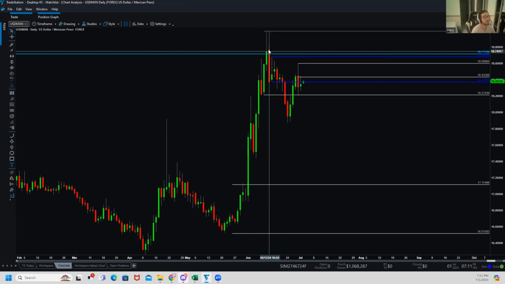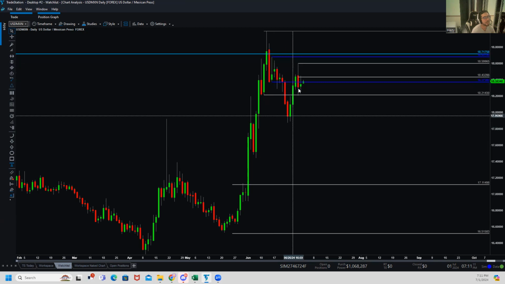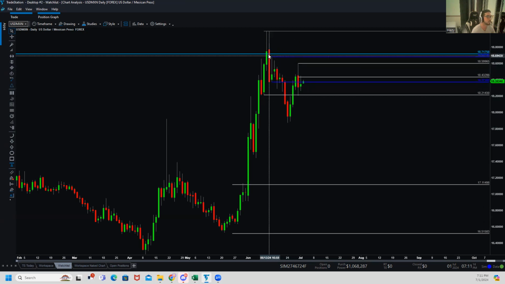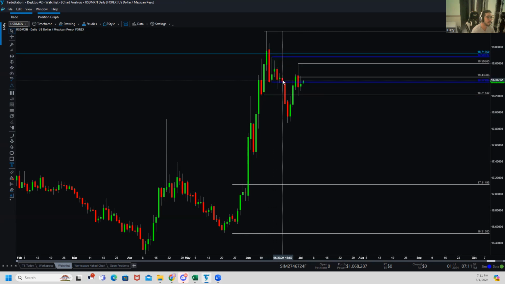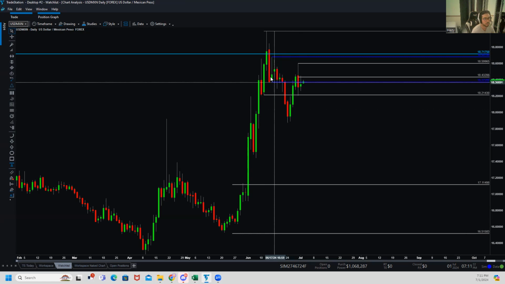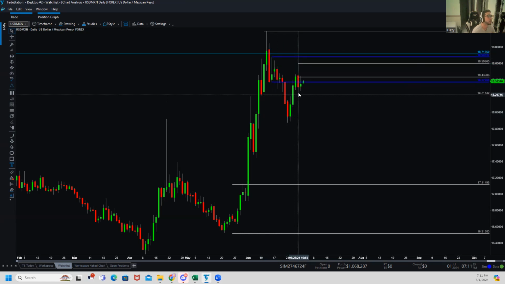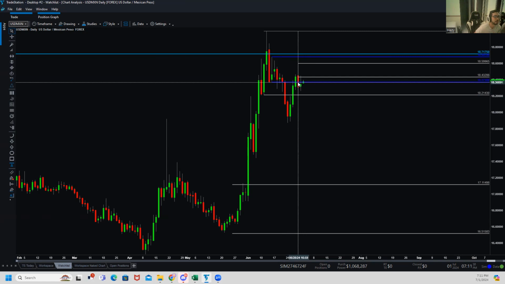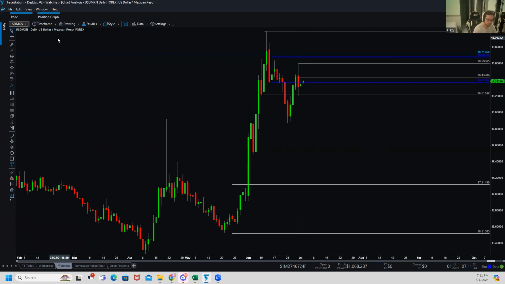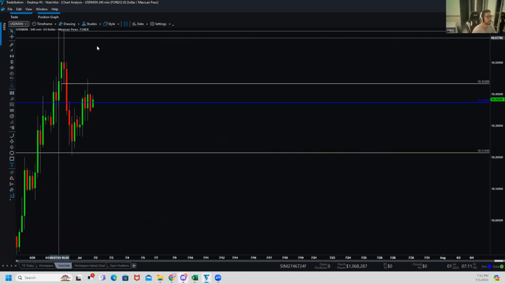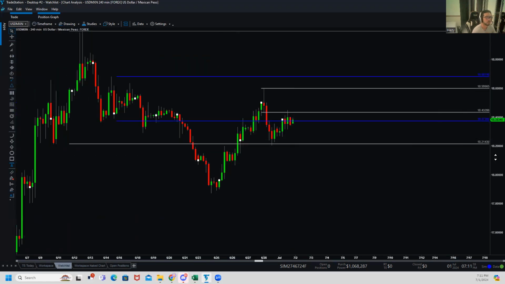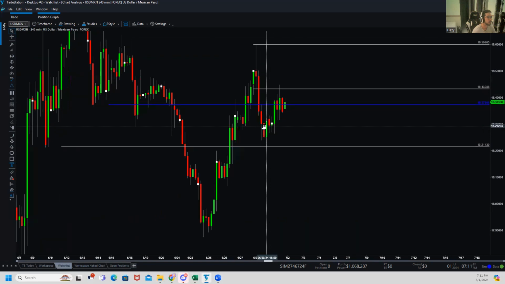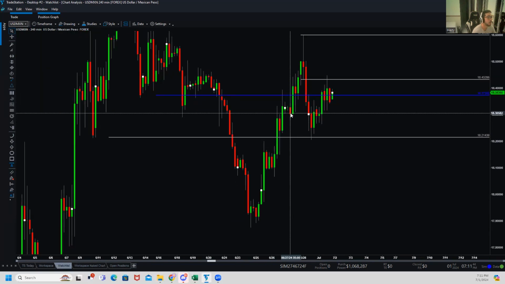But the good news is that we're actually inside another supply zone, which is here. It's a drop, and then we have a base of one, two, three, four, five candles, and then we have a drop again. So we have a drop, base, drop. Last week we got into the supply zone. So now actually this is where I was almost going to short the USD Mexican peso.